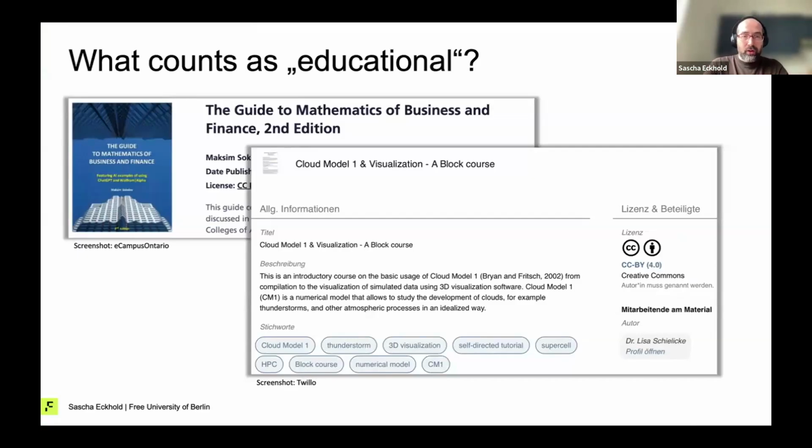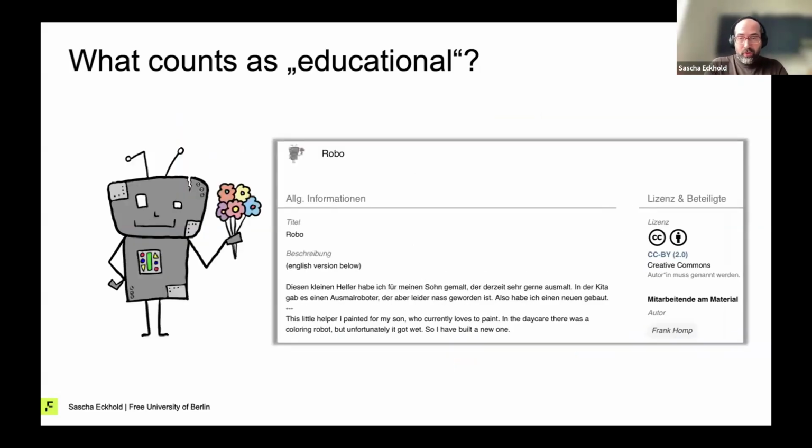One is a book, The Guide to Mathematics of Business and Finance. I would say a textbook is an educational resource. The other one here is a block course, which is the complete university course you can use or adapt to your own course about this cloud model and visualization topic here. Of course, these are educational resources, but what about this?